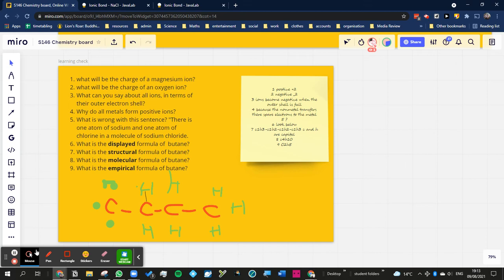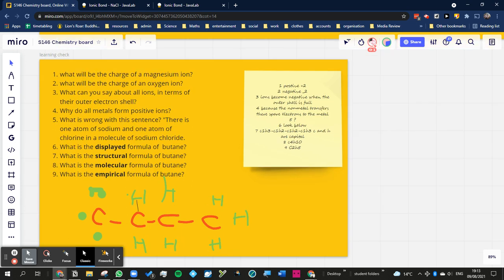So let's have a look at these questions. What will be the charge of a magnesium ion? It is +2. It's in group 2, which means it's got 2 electrons in the outer shell, and so a magnesium ion will lose both of those 2 electrons and form +2.